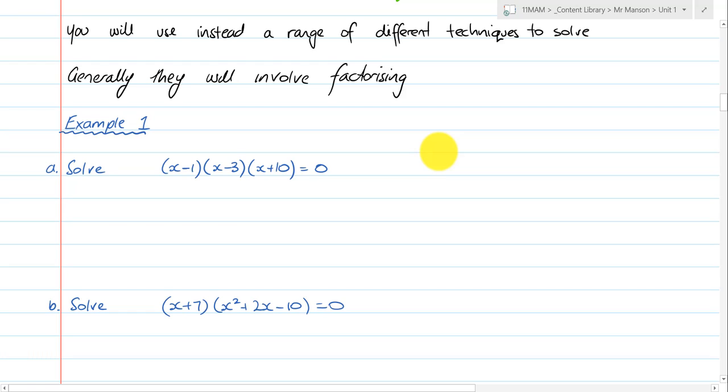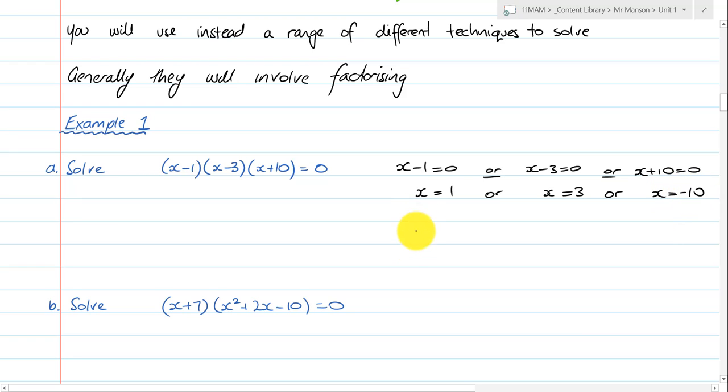So you get three solutions, which we said you can get with a cubic, and those three solutions are x minus 1 equals 0, or x plus 10 equals 0, and that gives us x is equal to 1, or x is equal to 3, or x is equal to negative 10, and you might simplify that by saying x is equal to 1, 3, or negative 10. And they just come straight out of that bracket system there. So you factorise. If you can factorise a cubic, solving it's trivial. The factorising is the hard bit. But you have to remember that null factor theorem and apply it appropriately.